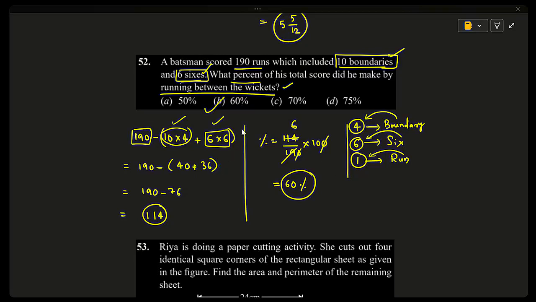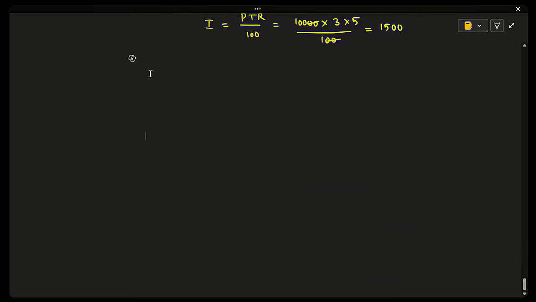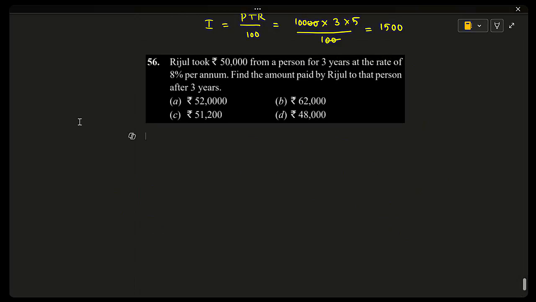56th one. Rizul took 50,000 rupees from a person for 3 years at rate of interest 8% per annum. Find the amount paid by Rizul to that person after 3 years. Okay. So 50,000 is the principal. Time period is 3 years. Rate of interest is 8%, and we want to find the amount.